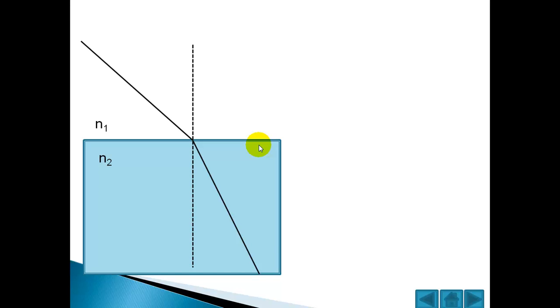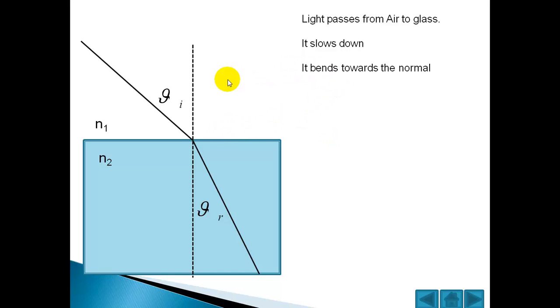We draw a normal, which is a line at right angles to the surface where the incident light hits the glass. We define this as the angle of incidence, the angle between the incident ray and the normal, and we define this as the angle of refraction, the angle between the refracted ray and the normal. So what happens? It slows down. It bends towards the normal. It means that the incident angle is greater than the refracted angle.